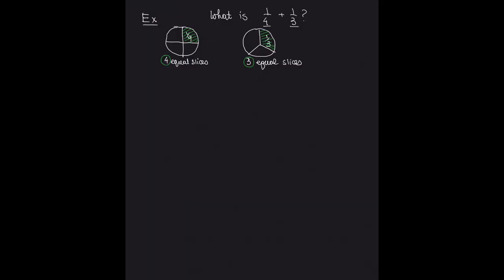So it would be nice if each cake was cut into the same number of slices. So let's try to cut each cake into the same number of equal slices. You can try to think about how this can be accomplished. I'm going to propose the following solution here.